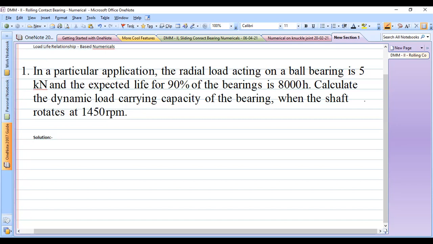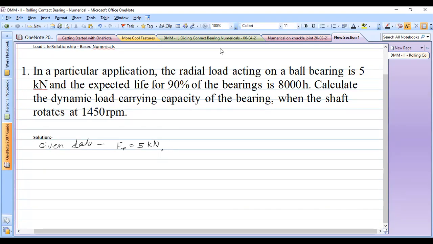According to the numerical, we can see what the given data is. First, we have to make a practice of writing down the given data first. So what is the given data? The radial load is given, Fr is equal to 5 kilonewton. Next, expected life for 90% of the bearings is 8,000 hours.